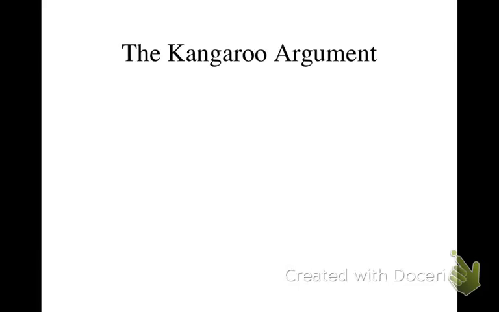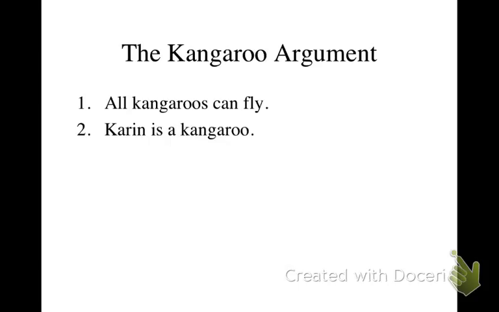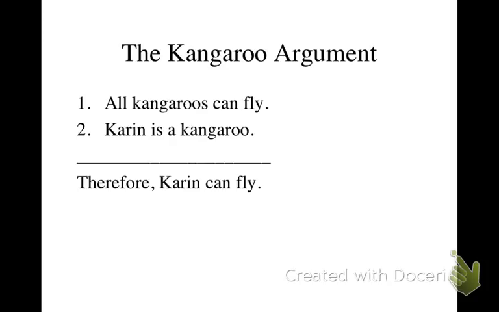So here is an example of a valid argument. I call it the kangaroo argument, and I will refer to this argument with some frequency, so it's worth memorizing this argument. Premise 1. All kangaroos can fly. Premise 2. Karin is a kangaroo. Therefore, Karin can fly. So this argument is valid.